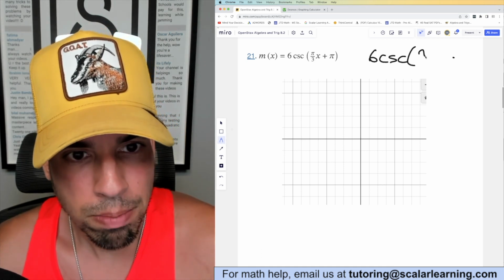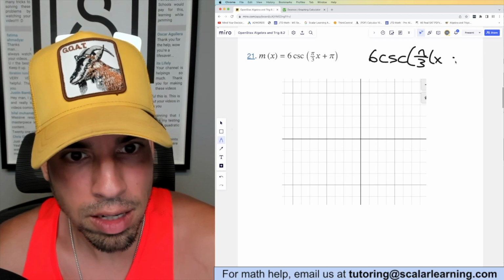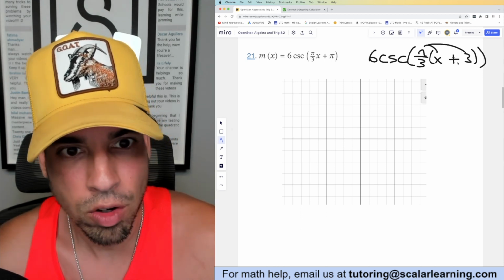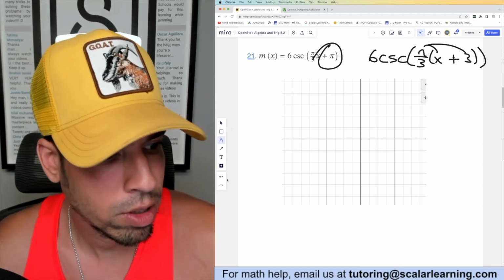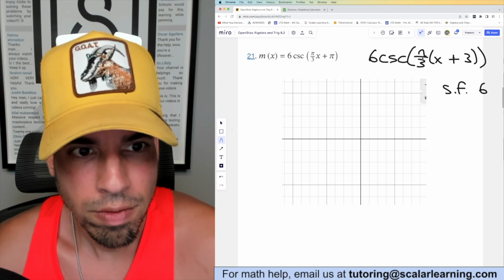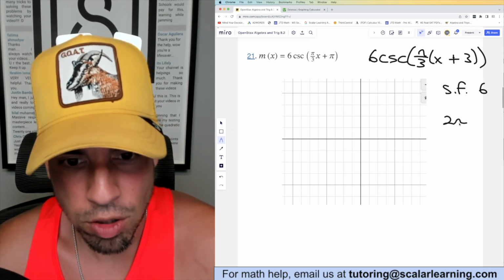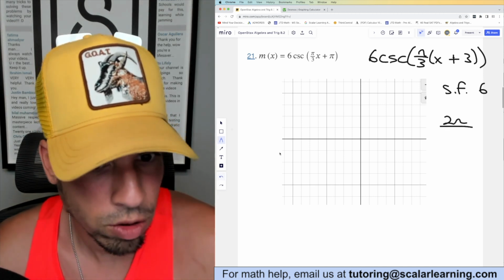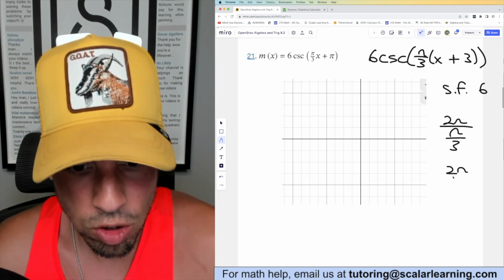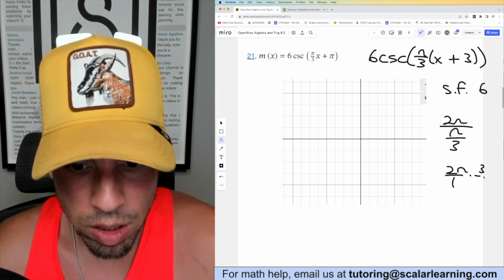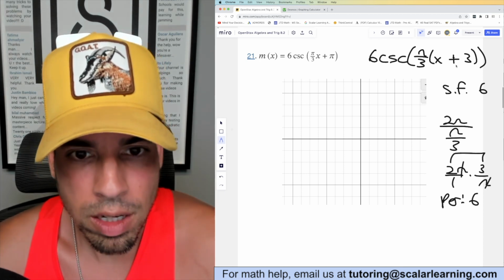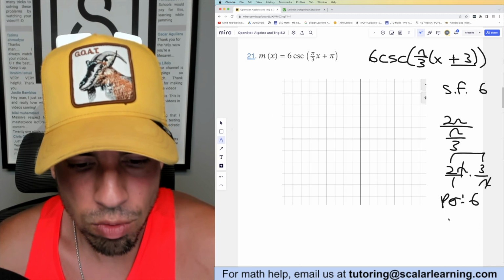So before I start this one, I'm going to factor out pi thirds from that inside argument. So we get pi thirds, and then I get x plus 3, right? Because when I redistribute it here, I'll get just regular pi like we have here. So now we see we have a stretching factor of 6. We also have a period. Since cosecant typically has a period of 2 pi, we divide by this value here to get the new period. So 2 pi divided by pi thirds is the same as 2 pi times 3 over pi. Pi's cancel out. We get a period of 6. And then we get a horizontal shift of 3 to the left.